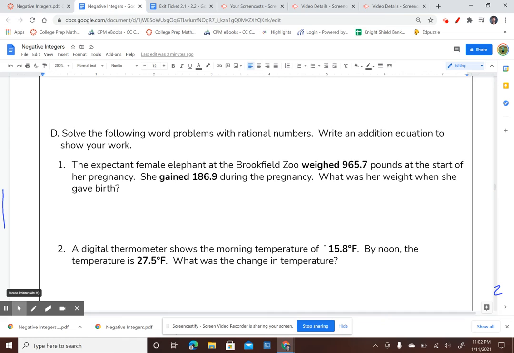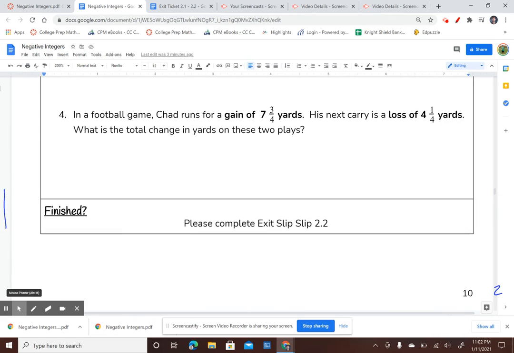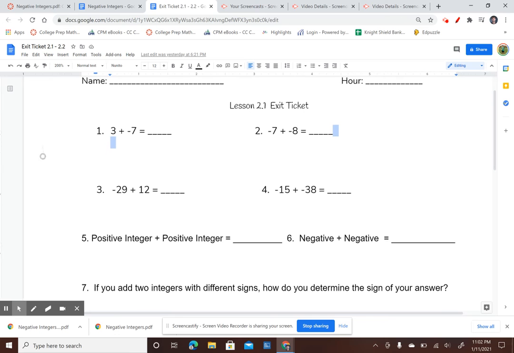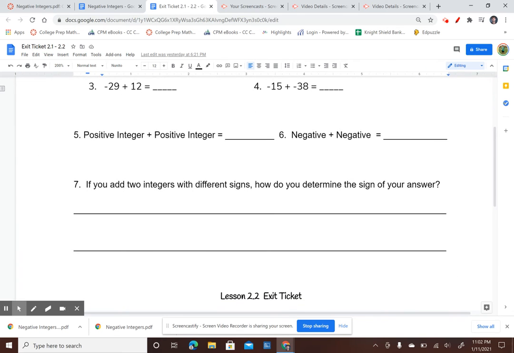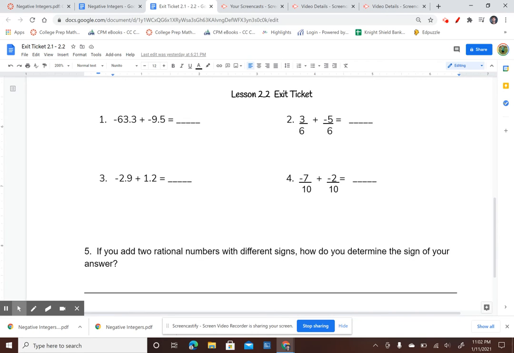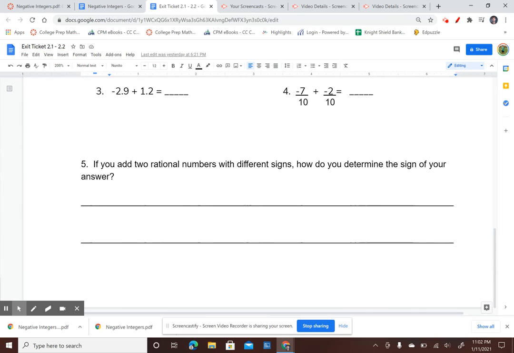And then you're going to try your best on part D. But if you struggle a little bit, don't worry too much. These are some challenging problems on part D. And then here, once you're finished, you are going to complete exit slip 2.2. So if I hop back here, right underneath 2.1 exit ticket, you're going to see lesson 2.2 exit ticket. And you're going to complete the 4 problems up above, as well as question 5.